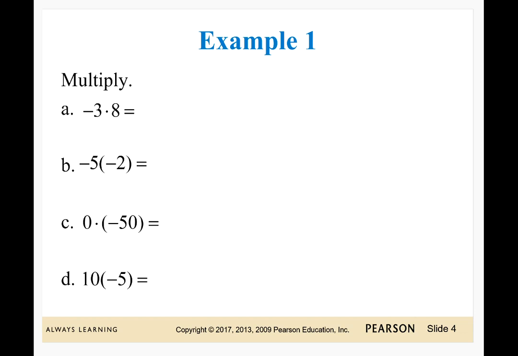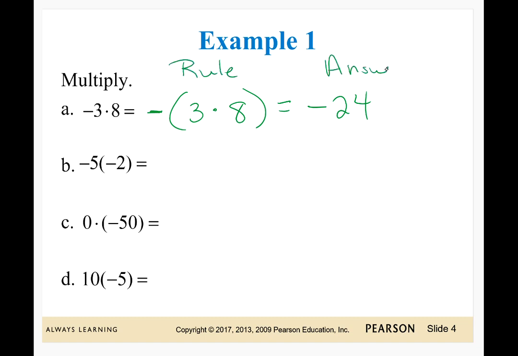All right, so in A, we have a negative times a positive. Different signs means our answer will be negative, and then I'm going to set a parentheses. And then you need to multiply their absolute values. So absolute value of negative 3 is 3 times the absolute value of 8, which is 8. So my answer is negative 24. Again, make sure you show the rule, and then make sure that you show your answer. Again, you have to have both.